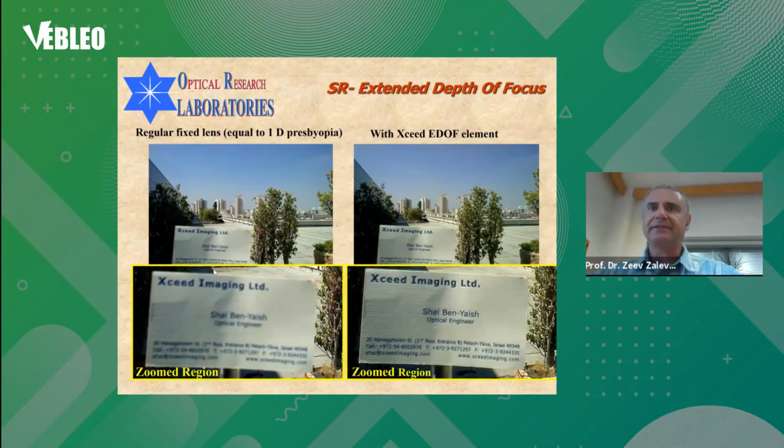This is a regular lens. This is a zoom of this region. Far away, you have a focused image, but the business card is blurred because it is not in focus. We add the scratches that extend the depth of focus of this lens, and you see clearly the remote objects focused. And now the business card is also focused, and you can read the details of it.